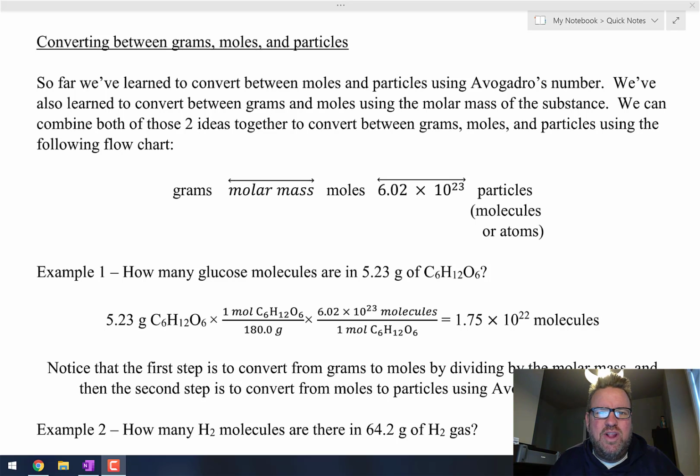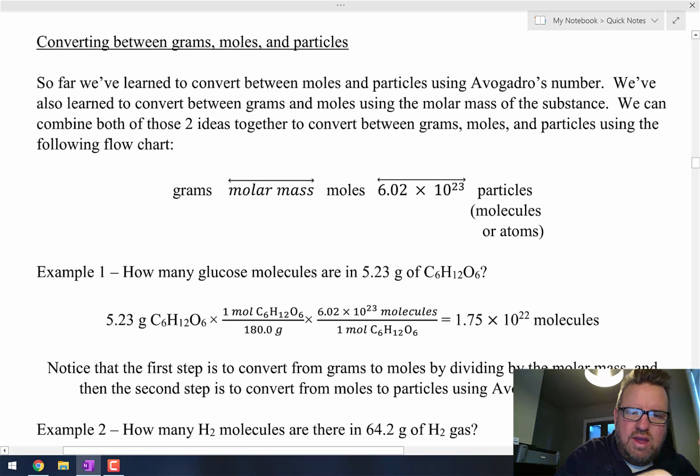In our first video, we learned how to convert between the moles of a substance and the particles of that substance using Avogadro's number, 6.02 times 10 to the 23rd. We learned that 1 mole is equal to 6.02 times 10 to the 23rd, whatever. And then in our second video, we learned that you can also use moles to convert between the grams of a substance.